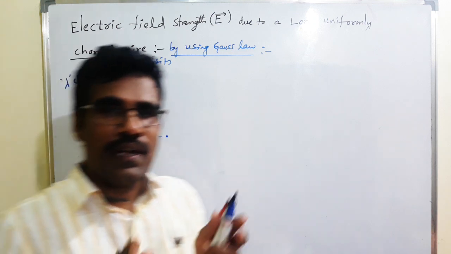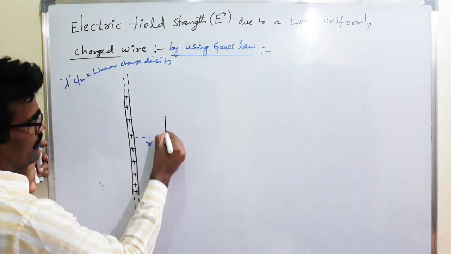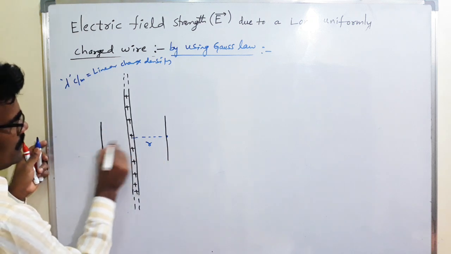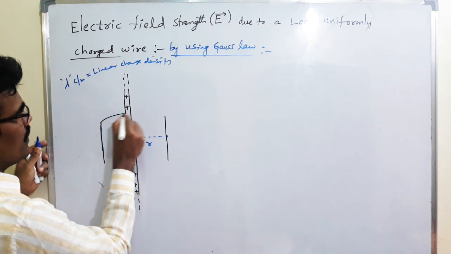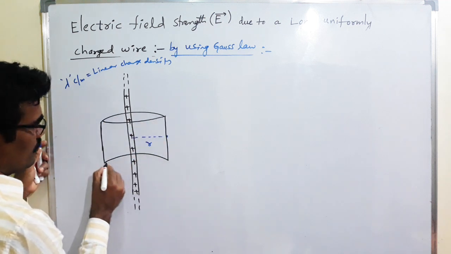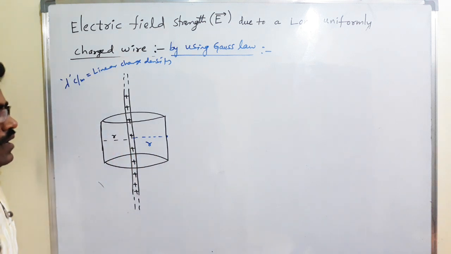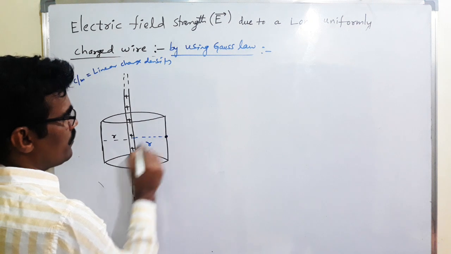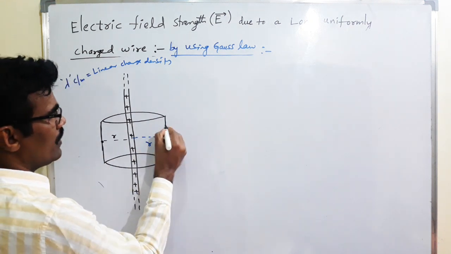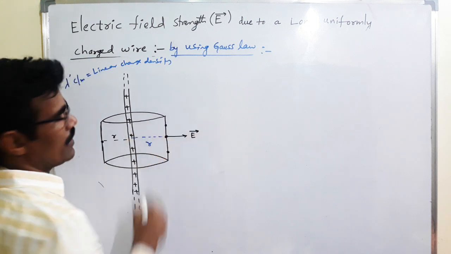Now draw a Gaussian surface. It is equidistant from the wire. This distance and this distance will be the same. So at this point the field is E, here also E, here also E, here also E. The field direction is outward because it is positive charge.